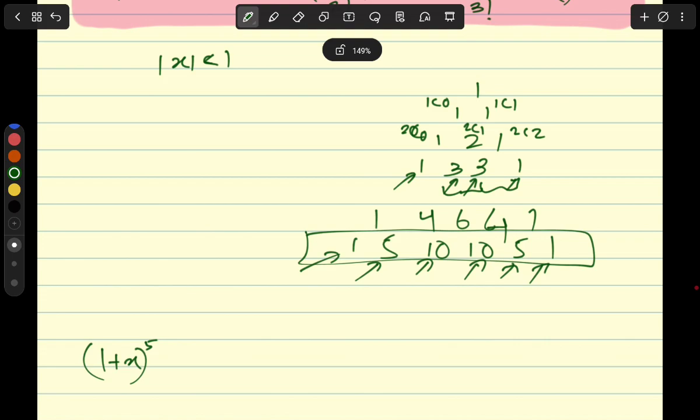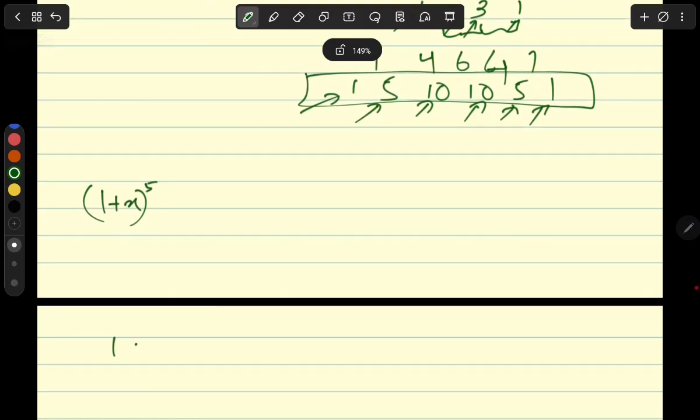Now, what if Cambridge asks you to expand 1 plus x to the power of negative 3? Now, can I use Pascal's triangle? No. Why? Because tell me, how many rows are there in Pascal's triangle for negative 3? There are none, right? Exactly. There aren't any. What about 1 plus x to the power of half?